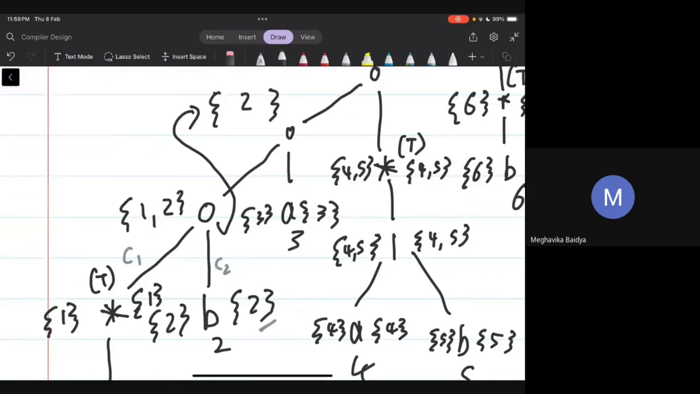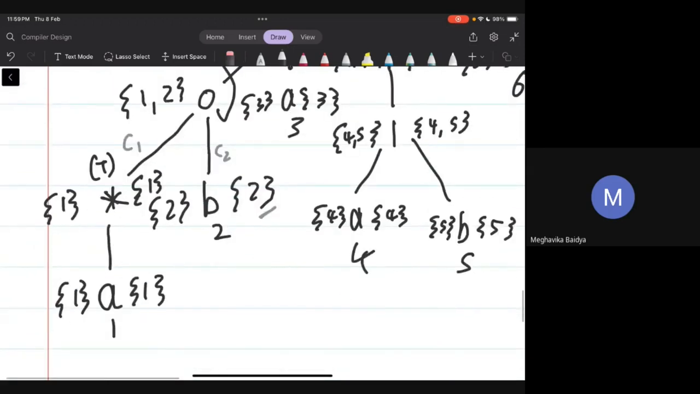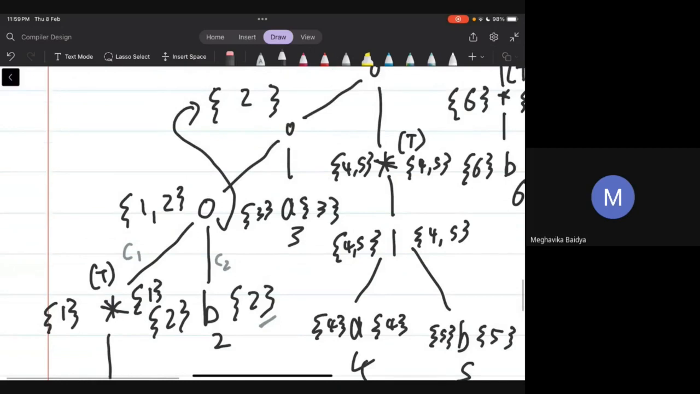In case this was also a star, for example, suppose instead of B there was star B, then this would also have been true here. Then you would have taken the union, which is 1 comma 2. But since it is false, it's only 2. So this is done for this concatenation.